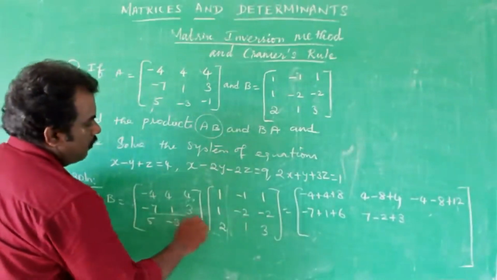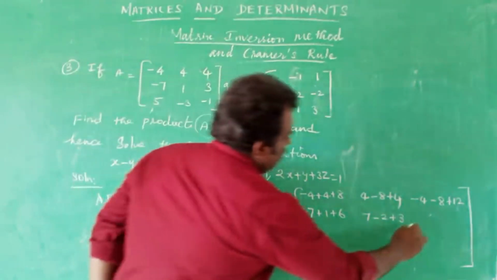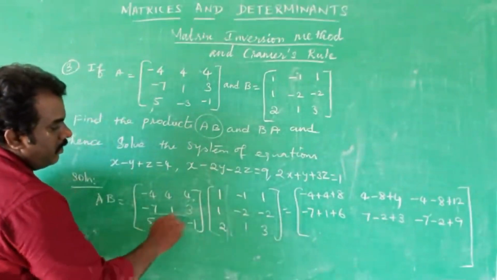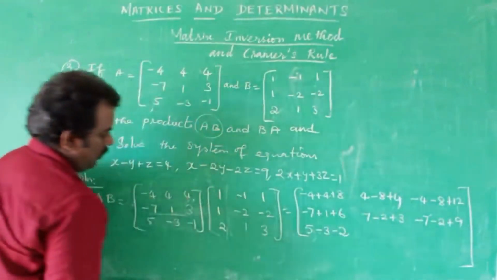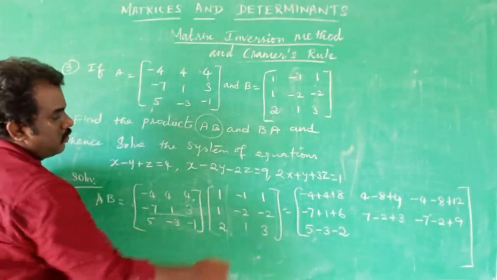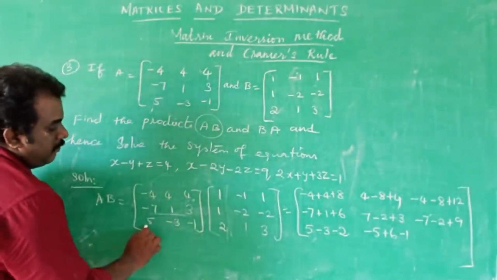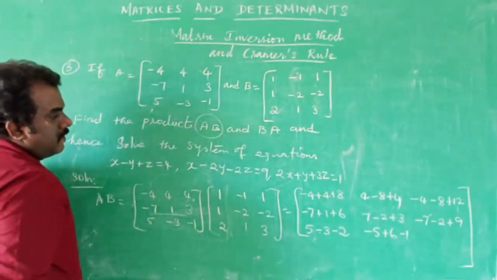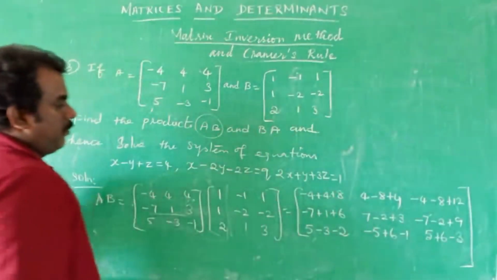Next, second row, third column: minus 7 minus 2 plus 9. Then third row, first column: 5 minus 3 minus 2. Then third row, second column: minus 5 plus 6 minus 1. Then third row, third column: 5 plus 6 minus 3.